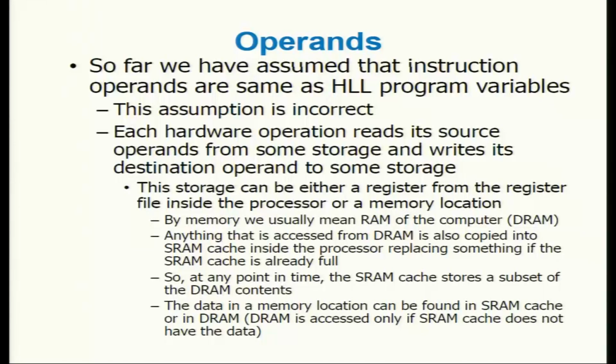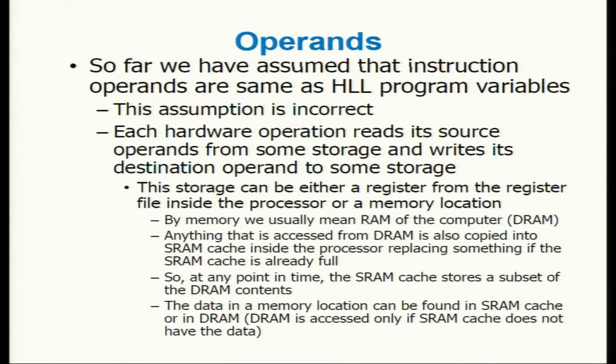Each hardware operation reads its source operand from some storage and writes its destination operand to some storage. The storage can be either a register from the register file inside the processor or a memory location. By memory, we usually mean random access memory, or the RAM of the computer, which is typically built out of dynamic random access memory. And anything that is accessed from DRAM is also copied into the SRAM cache inside the processor. Why? Because you may require it in the future. And if the SRAM cache is already full, then you may have to replace something from the cache.